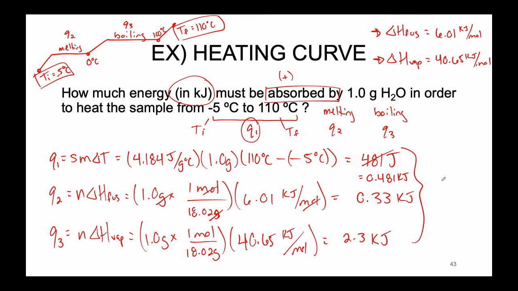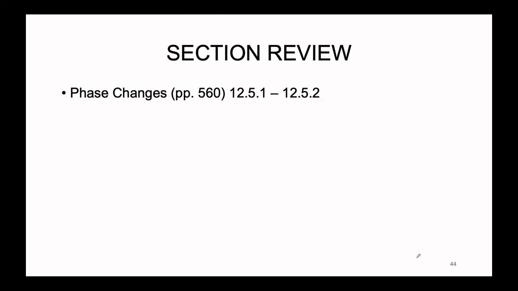So our final answer is going to be 3.11 kilojoules of energy necessary to take this -5 degree, 1 gram ice cube and turn it into steam at 110 degrees Celsius. And that is what I have for you guys today.